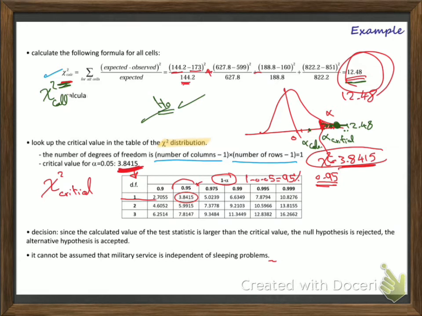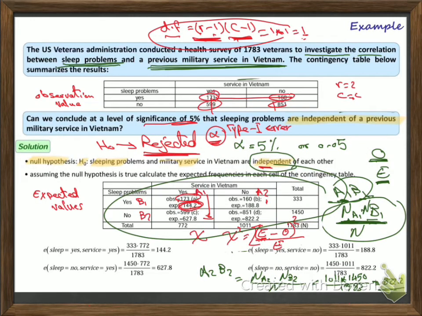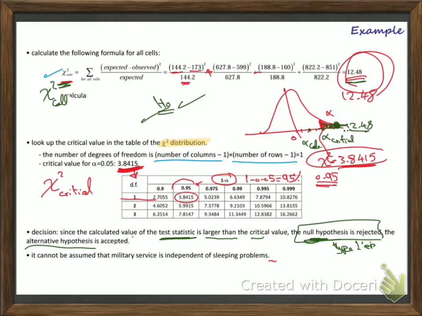This means that since the calculated value of the test statistic is larger than the critical value, because this is 12 and this is 3, it falls inside the rejection zone. So I have to reject the null hypothesis. If the null hypothesis is rejected, the alternative hypothesis is correct. What was the null hypothesis which we rejected? We assumed that sleeping and the military are independent. If we rejected this, it means that they are dependent. There is a correlation between them.